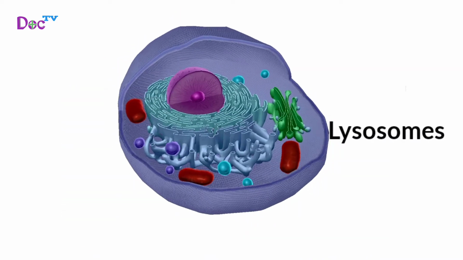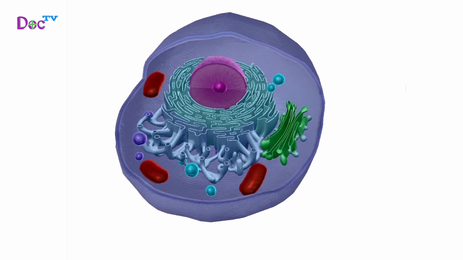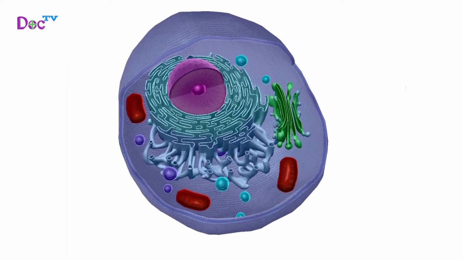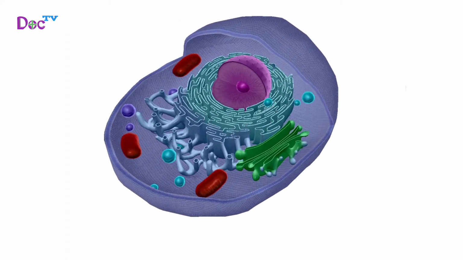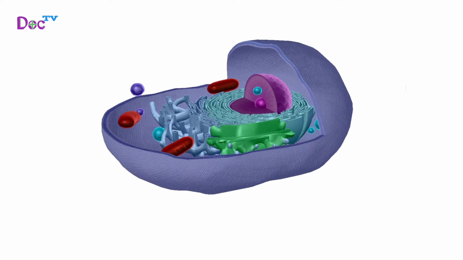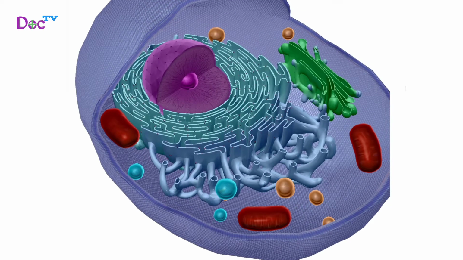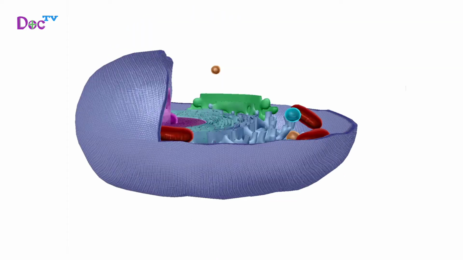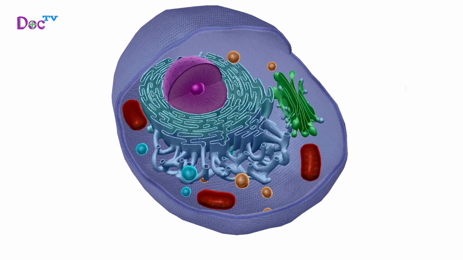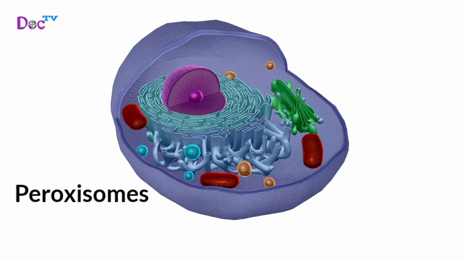Lysosomes and peroxisomes. Lysosomes are capsules inside the cell that contain digestive enzymes. Their function is to break down substances consumed by the cell or to recycle waste. Similar organelles called peroxisomes process and neutralize toxins, metabolize long-chain fatty acids, and contribute to energy production.